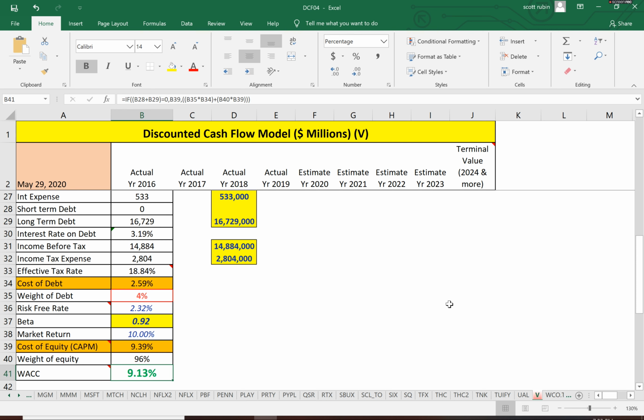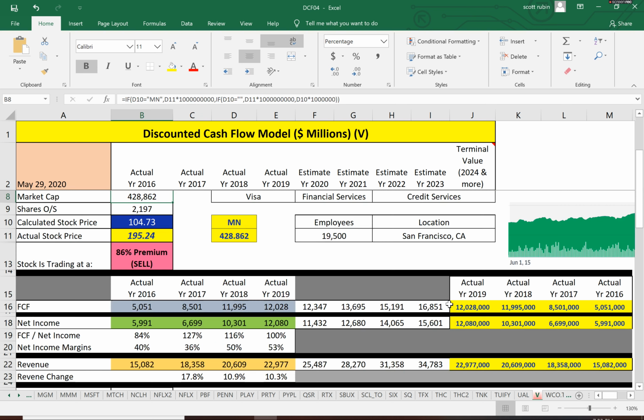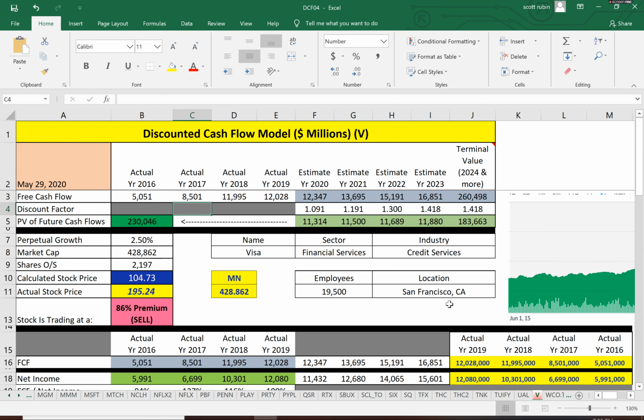Now, this number, 9.13%, this is the price Visa pays to obtain financing. So Visa needs to generate that percent in profit a year in order to add value to its investors. And that's our discount rate, and we call it the weighted average cost of capital, which is a blend of the cost of equity and the cost of debt. So we're going to discount the future cash flows by that 9%.